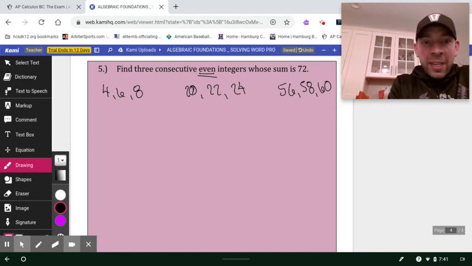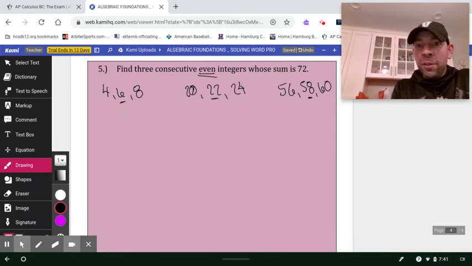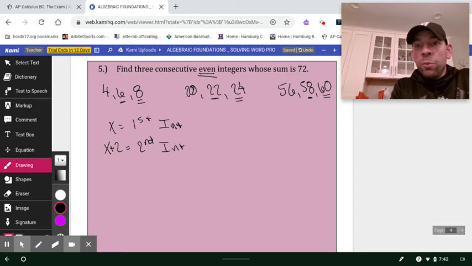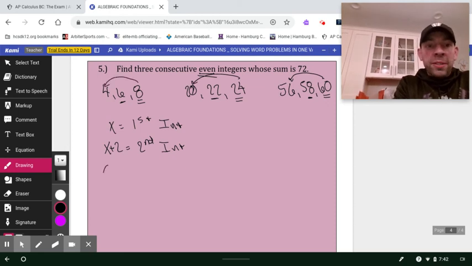Now, in all of these cases, the second number in the set is how much bigger than the first number? Exactly, it's 2 units bigger. So if we said let x equal the first of those consecutive even integers, then x plus 2 is going to be the second consecutive even integer. And then the third number is guaranteed to be how much bigger relative to the first number? It's always going to be 4 units bigger than the first number. So now we could say x plus 4 is going to be the third consecutive even integer.